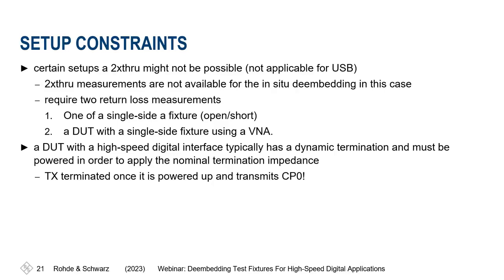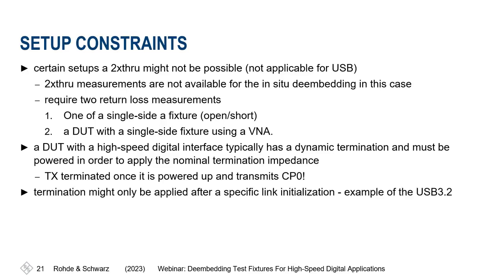The second constraint is that a DOT with a high-speed digital interface typically has a dynamic termination and must be powered in order to apply the nominal termination impedance. If you don't apply power, you either have 0 or infinite impedance, and that is fine, you can power it, but keep in mind the transmit side typically sends out a data pattern, which is the CP0 pattern. We'll come to the implication later on what that means.